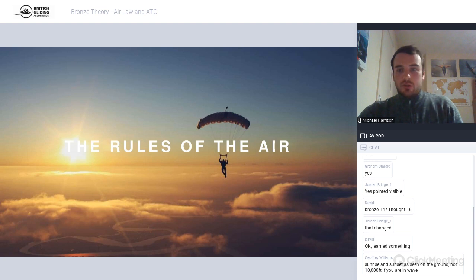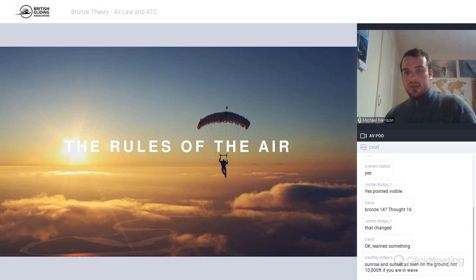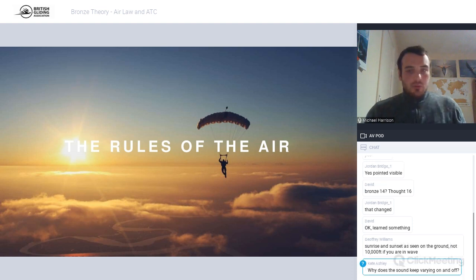Moving swiftly onwards, right, that is what I consider to be the boring bit out of the way. We're going to move on to the rules of the air now, which is the bit I think is a little bit more interesting. And we're going to spend a little bit.